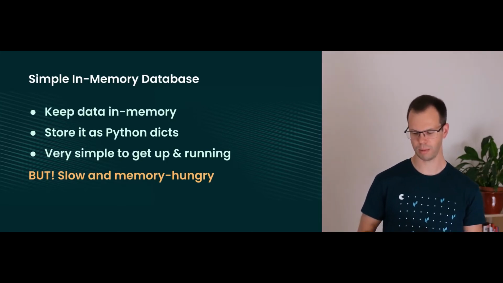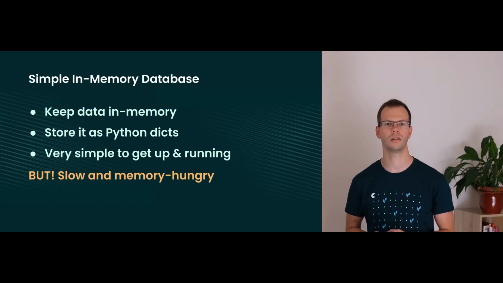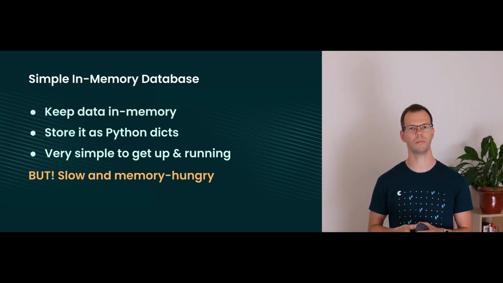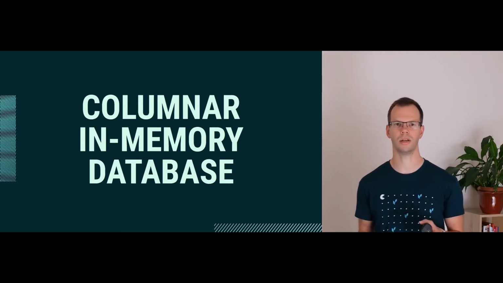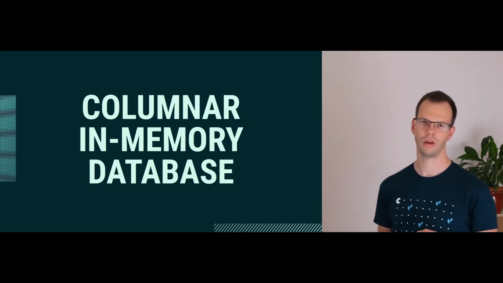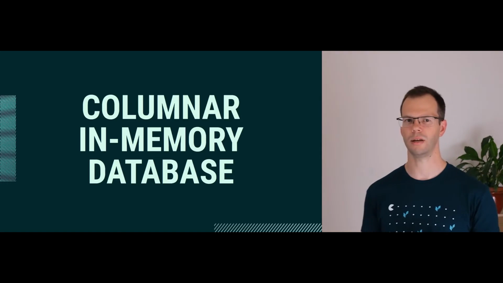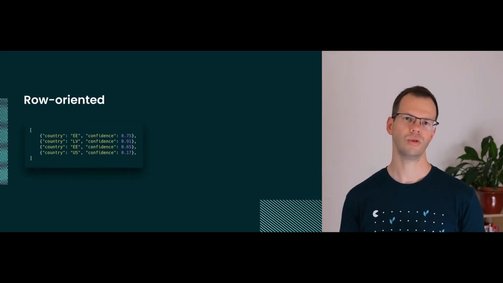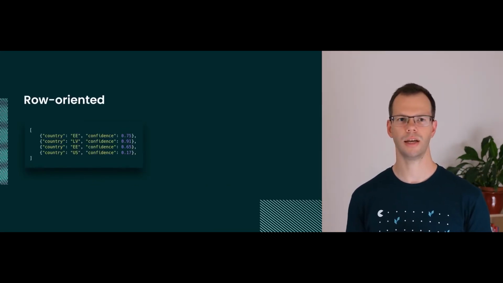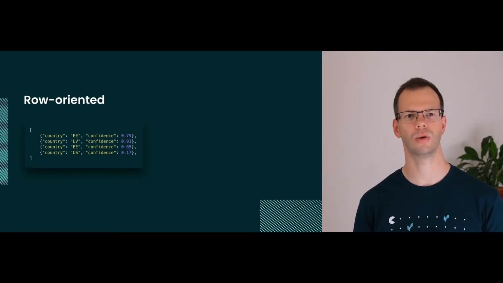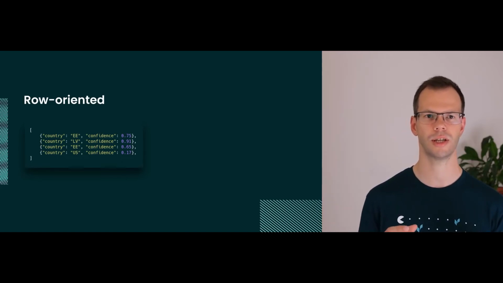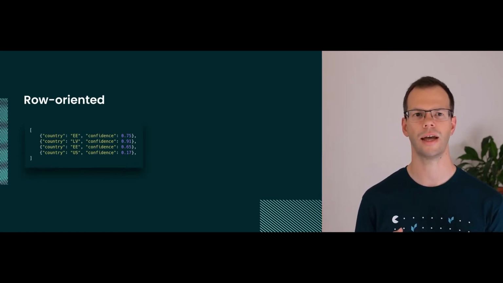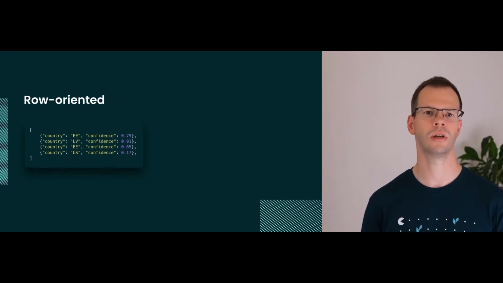So in order to be able to grow, we decided to implement version 2 of this and go with a columnar in-memory database. Now, what does columnar database mean? Usually we save data in row-oriented fashion, as we did before. So, for example, here you can see that we have a bunch of objects. Each object has country and confidence, and you have values for all of them.